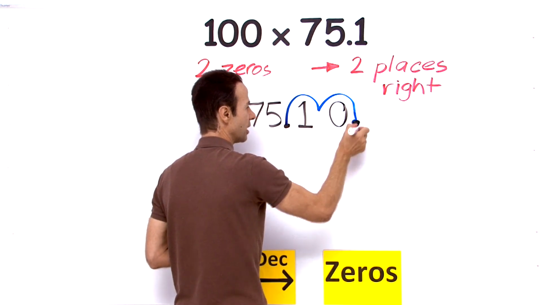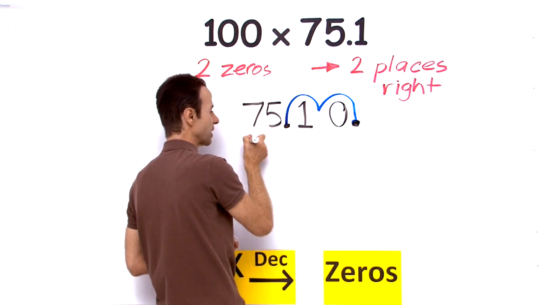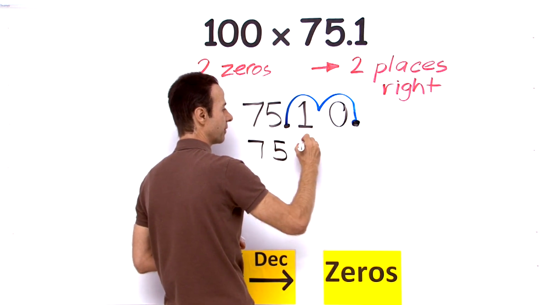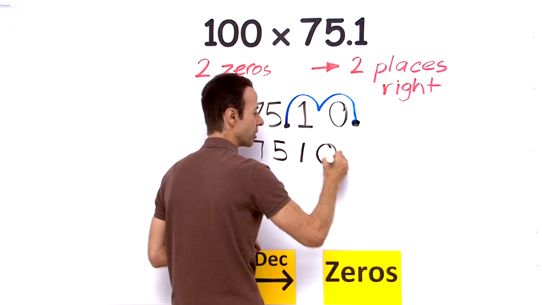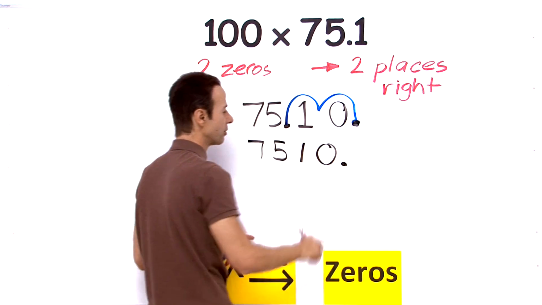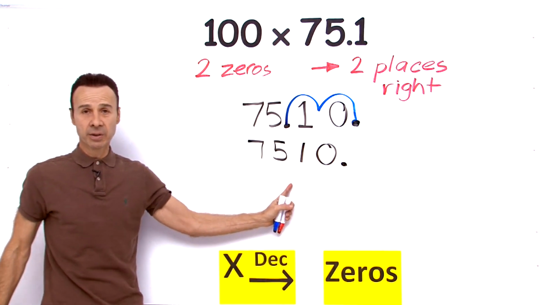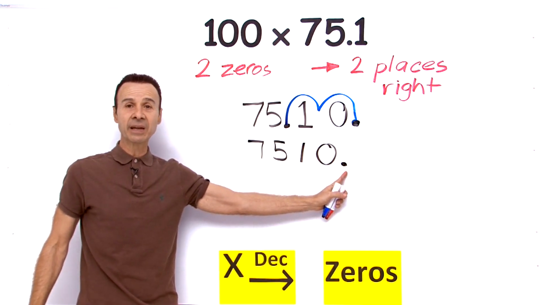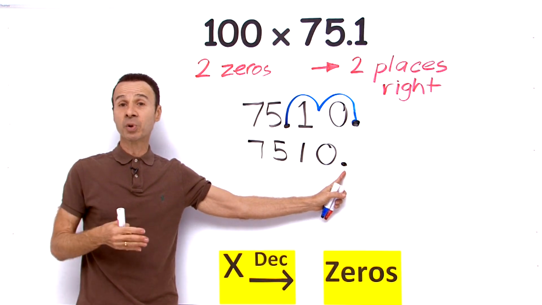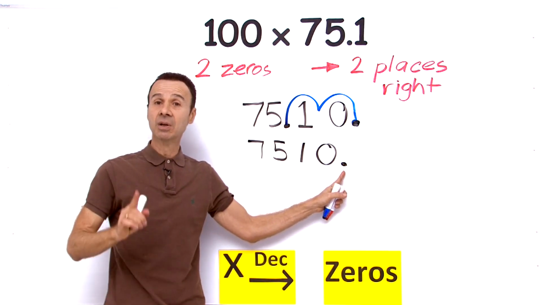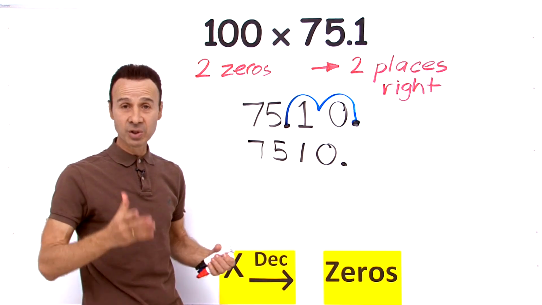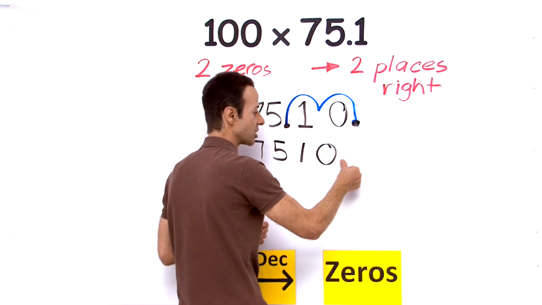So now that it's over here, let's just rewrite this number. We have 7, 5, 1, 0, and the decimal place is right there on the right. Now, when it's on the extreme right, on the tail end of any number, you can ignore it. You don't need to put it there. But if you do leave it there, it's still correct. But it looks a lot nicer when you just rub it out. I like to just rub it out.